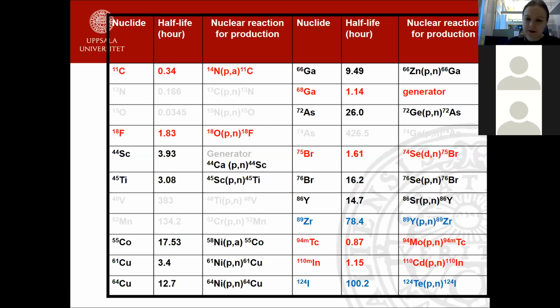And then we have the rest. Here in red we have the shortest half-life, less than 2 hours. So carbon-11, fluorine-18, gallium-68 are the most commonly used ones with a half-life of less than 2 hours. Then in black we have all the other isotopes with half-life of from 3 hours to 1 day. And in the blue we have only zirconium-89 and iodine-124, which have a half-life of over several days.